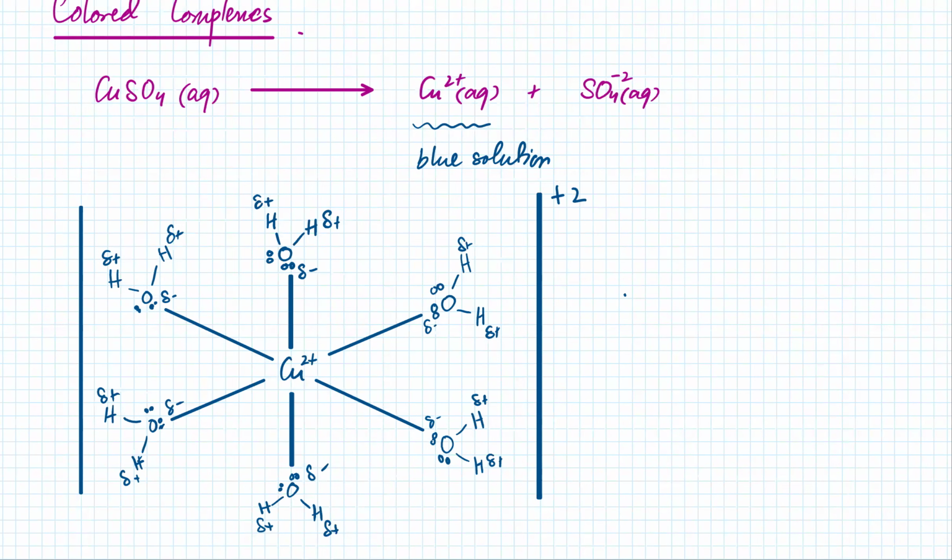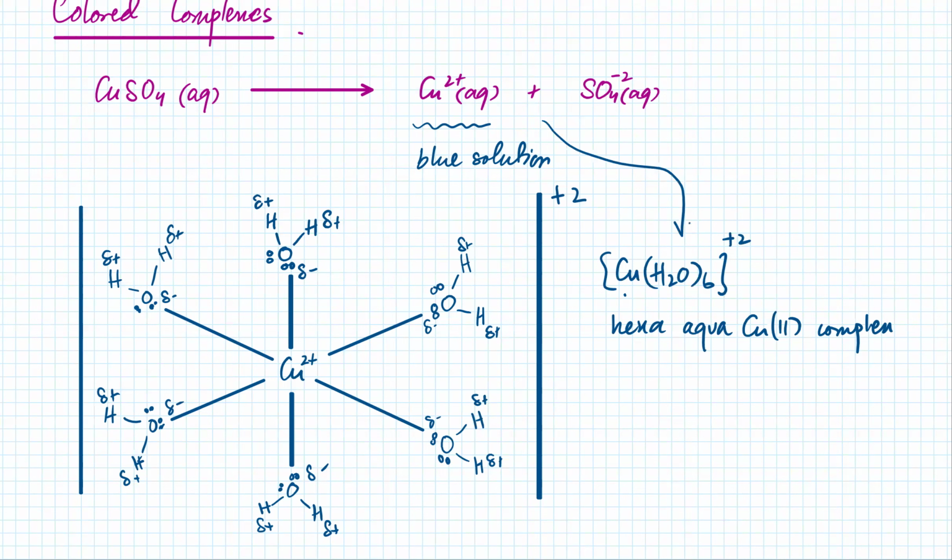The other way to write this is copper with six water molecules, and you use a square bracket to represent a complex. It's got an overall charge of +2. This is known as the hexaaqua copper(II) complex. So the thing that you call copper 2 plus aqueous is actually this thing. Okay, is that clear?